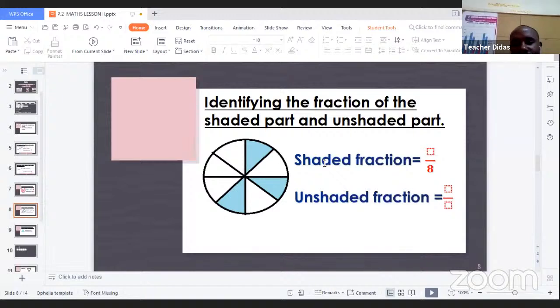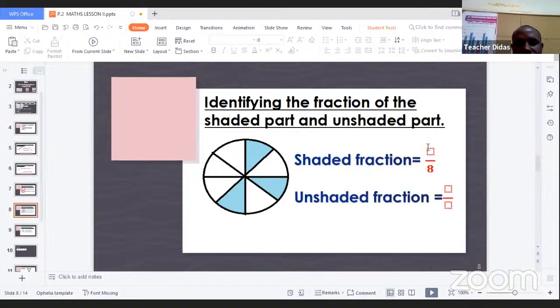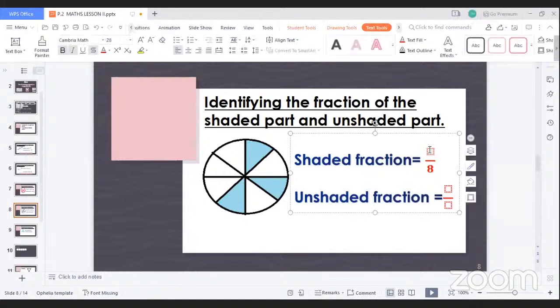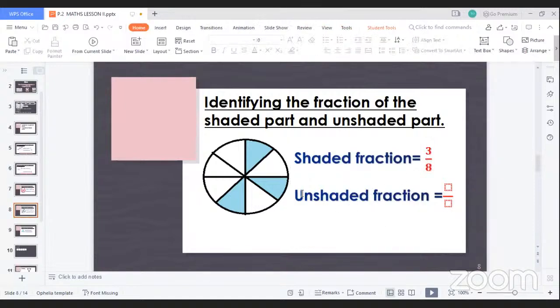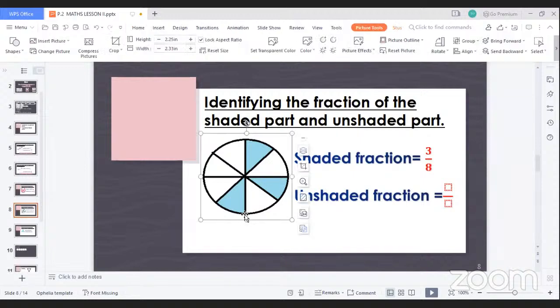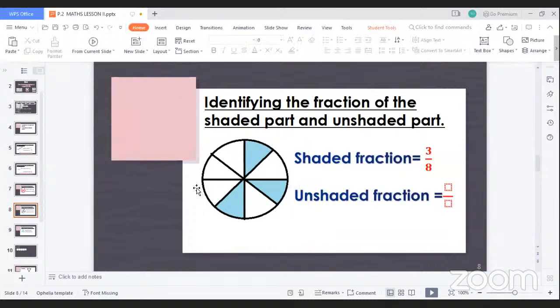Now, can we count the shaded ones? Which ones are shaded? 1, 2, 3. So the answer is 3 altogether. Yes. Okay, let's count the unshaded ones. What do we do first? We count the unshaded ones. What do we do? We count and answer. What do we first count?